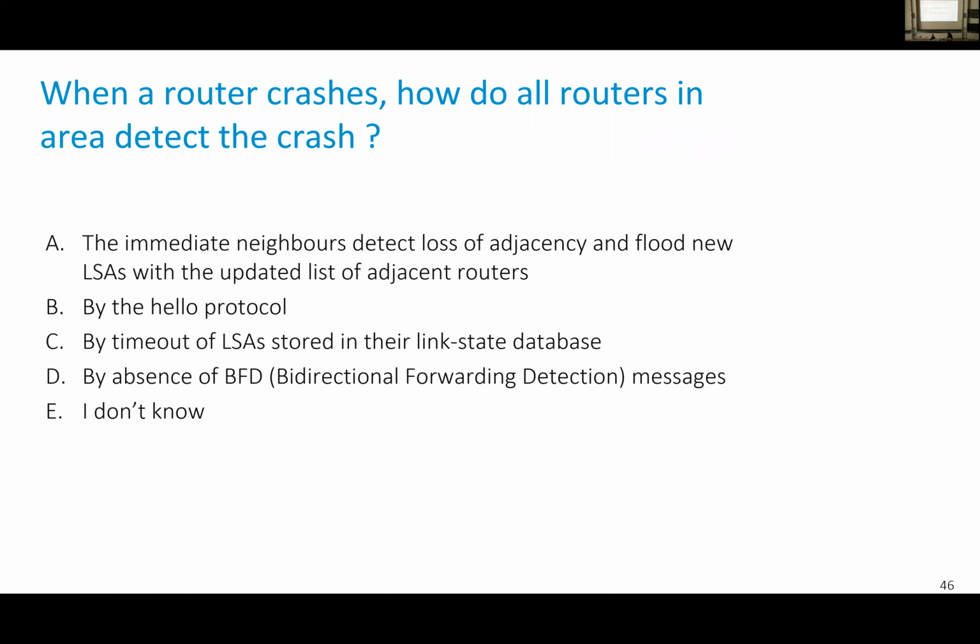Let's check your understanding with OSPF. When a router crashes, how do all routers in the area detect that the router has crashed? I have shown here a link failure. Here, it's a router crash. It's router B crashes, for example. How will all the routers in the area detect this crash?